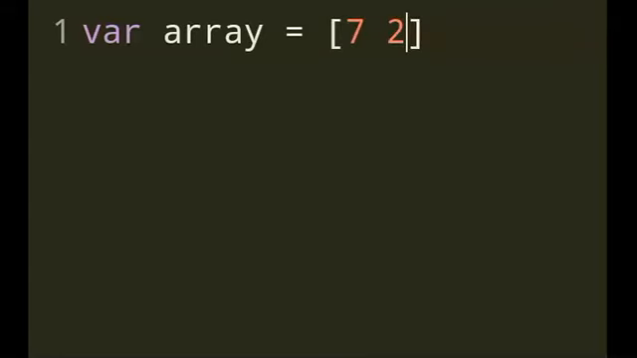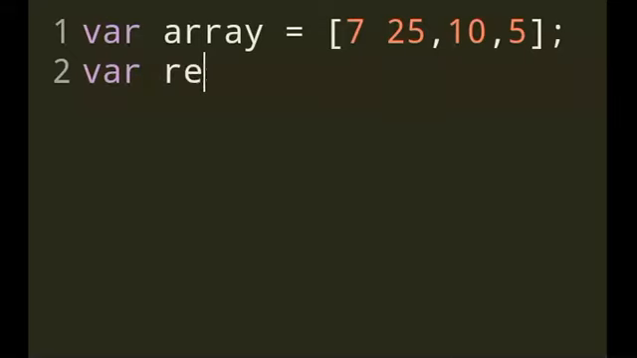Let's say you have an array. Let's say these are the numbers: 7, 25, 10, 10, 5. And then let's say you want to call the other array var result. This is the result array. Okay, so how do you do this process with the method findIndex?